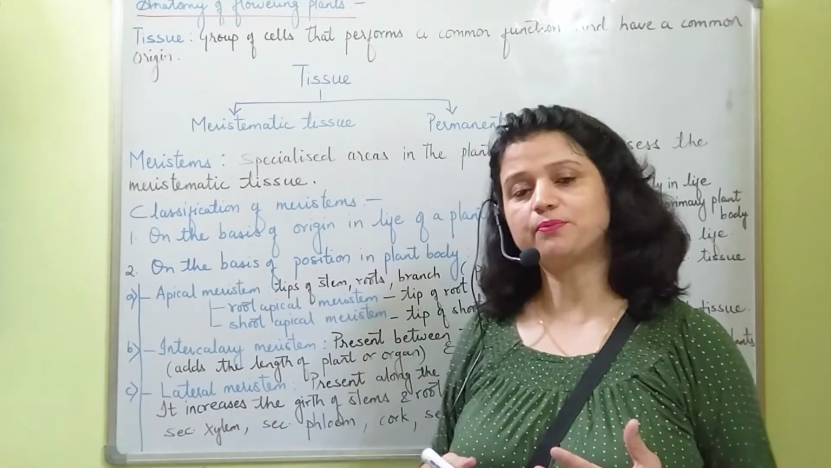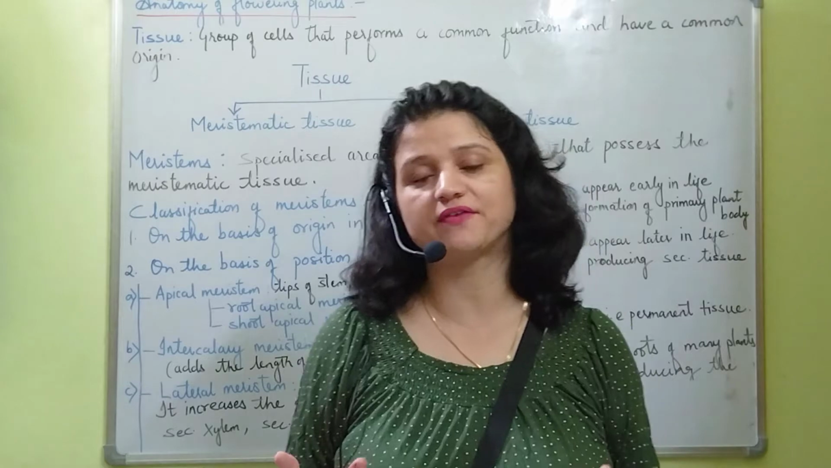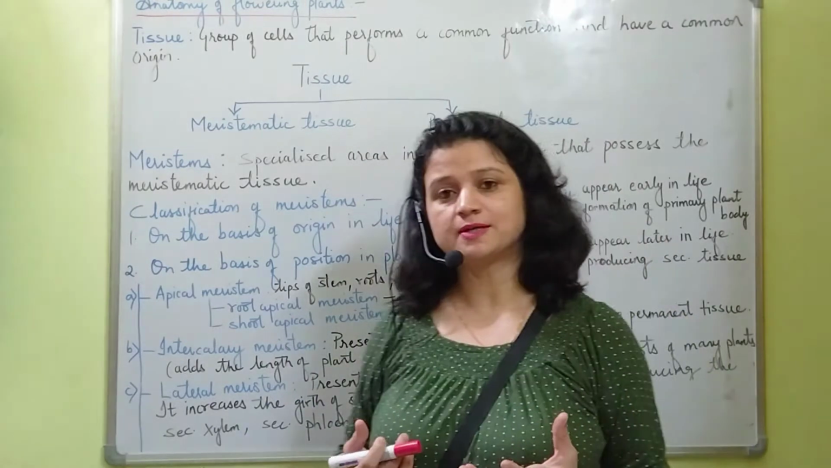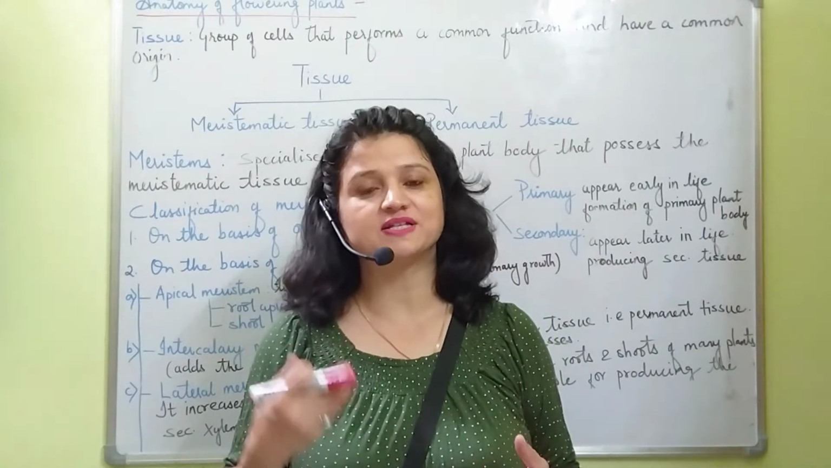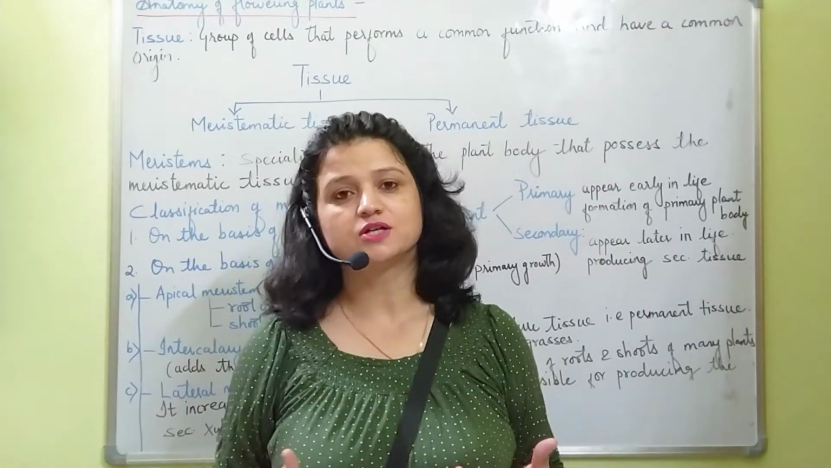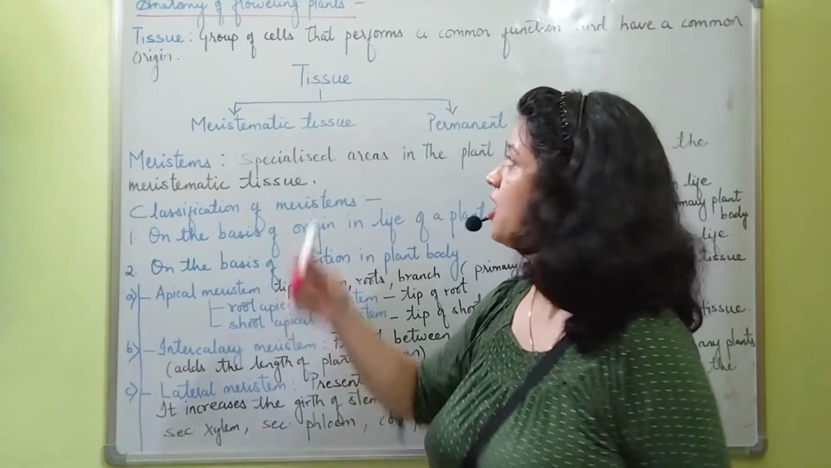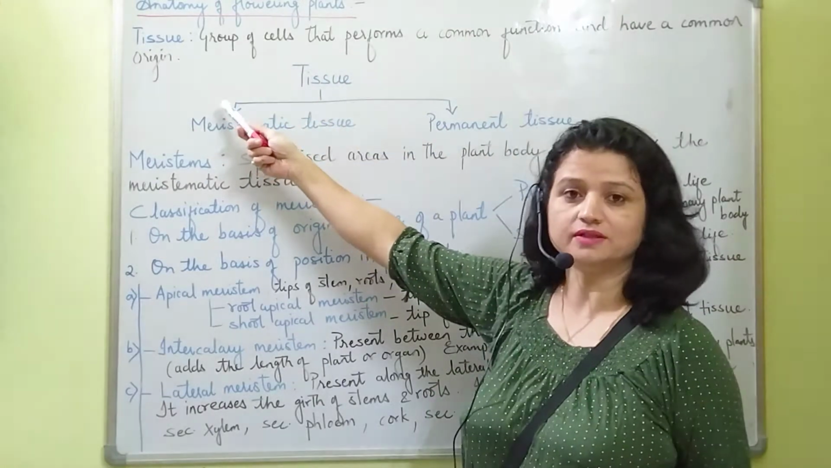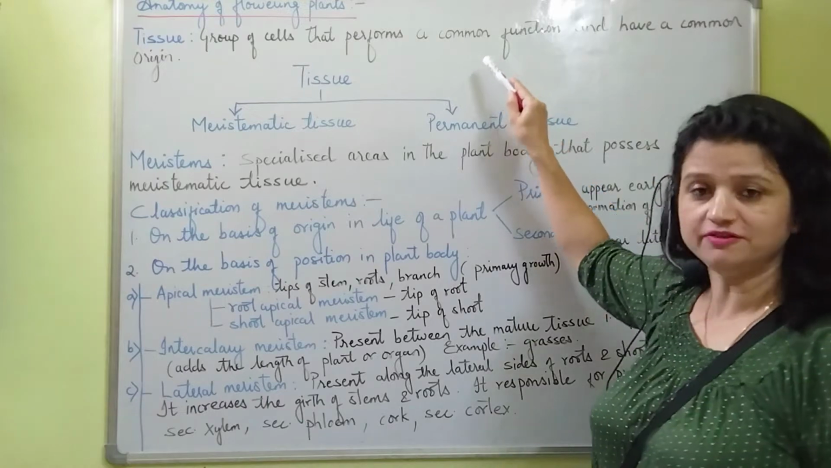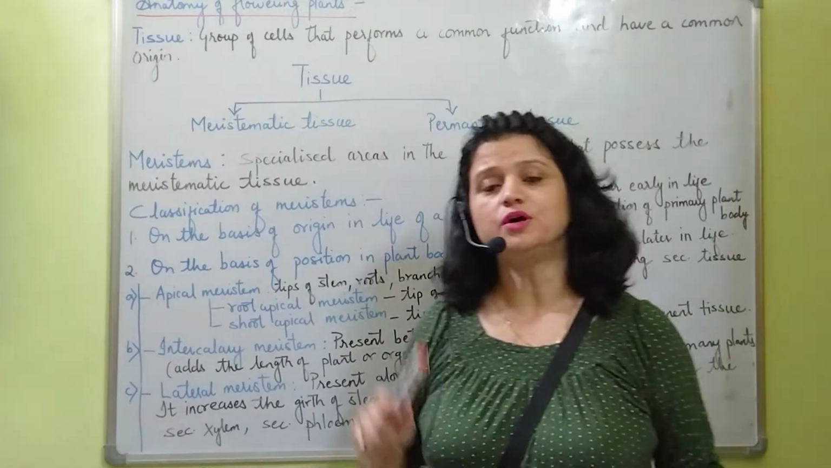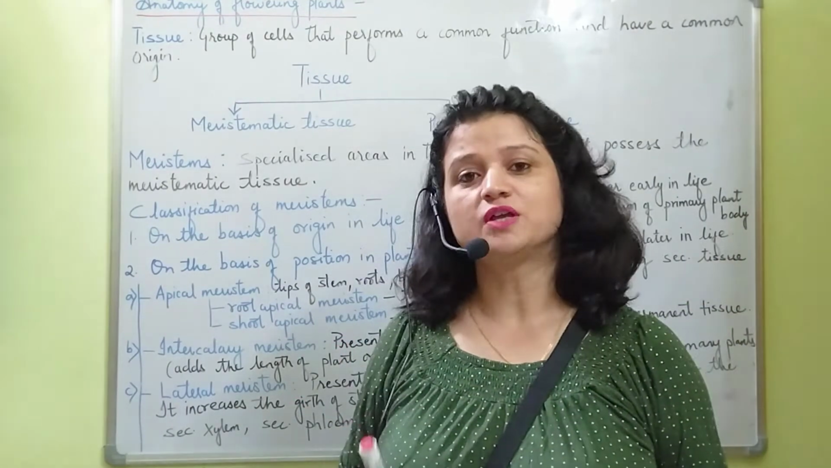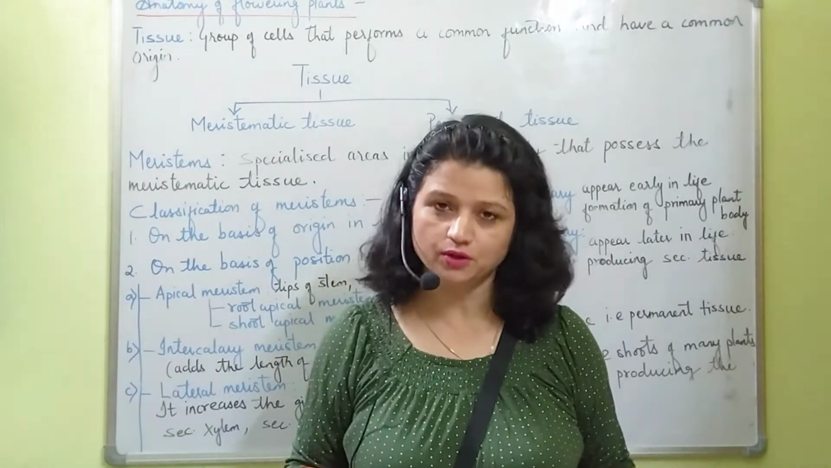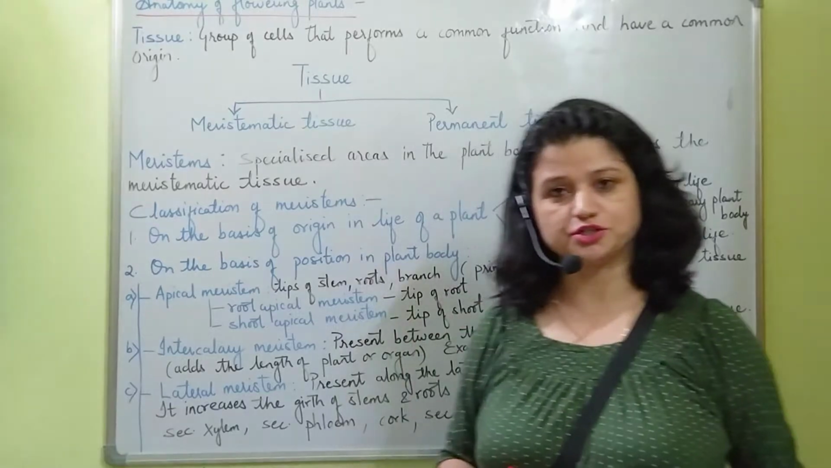What is tissue? In your previous class, in class 9, you have studied about tissue. Tissue is a group of cells. These group of cells can be similar or dissimilar. It is the group of cells which have a common origin and they perform a common function. So tissue is a group of cells which performs a common function and has a common origin. That is called a tissue.